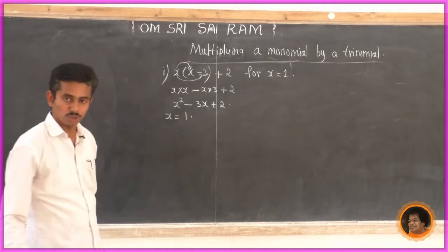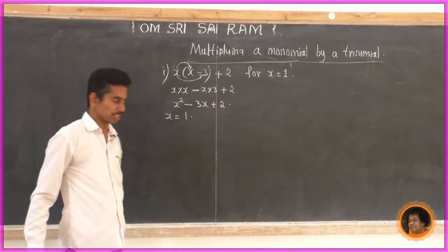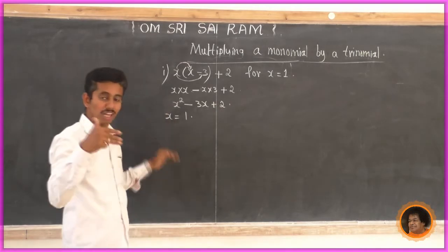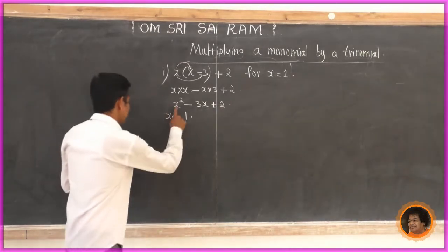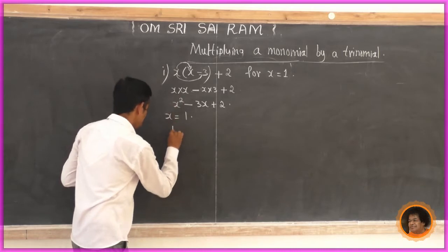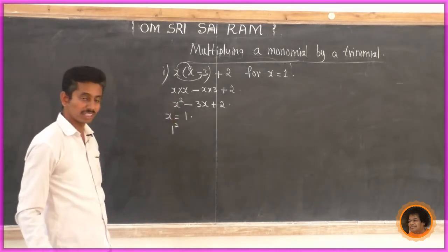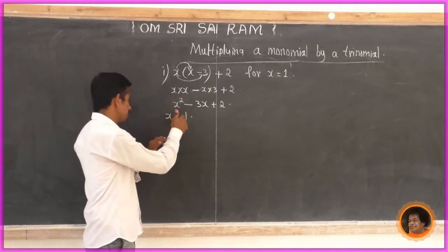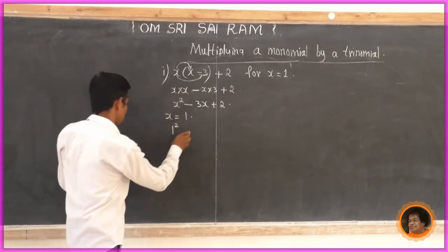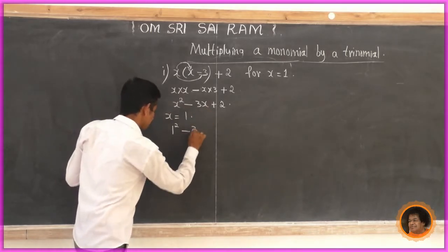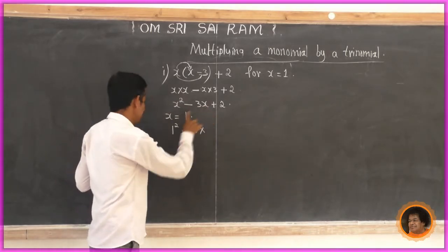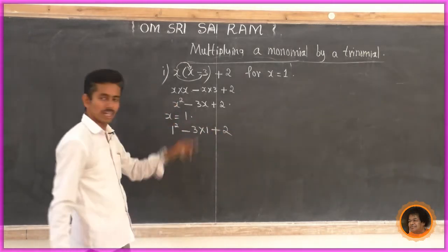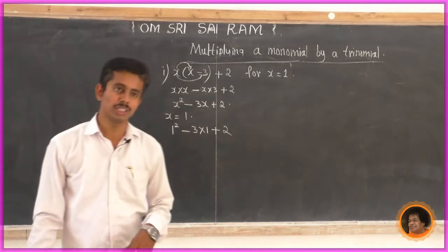Now substitute the value of x in this expression. What is the value of x? 1. So instead of x, write the value of x, that is 1. x squared means write 1 squared. Why is it 1 squared? Because the value of x is 1, so replace x with 1. So 1 squared minus 3 into x, where x equals 1, so minus 3 into 1, plus 2. 1 squared is 1 into 1, which is 1.